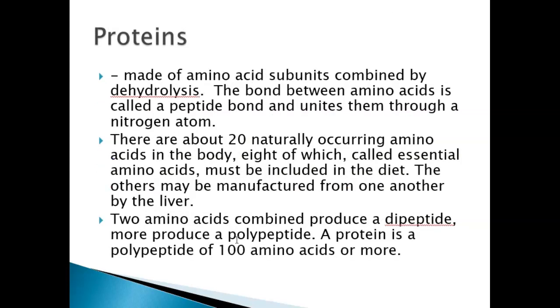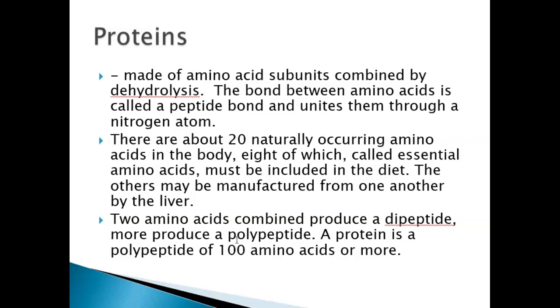So proteins are polymers of amino acids. Amino acids are the building blocks of proteins. There are only 20 that occur naturally. Plants make them themselves. So we say that they have the ability to feed themselves, so they're autotrophic.